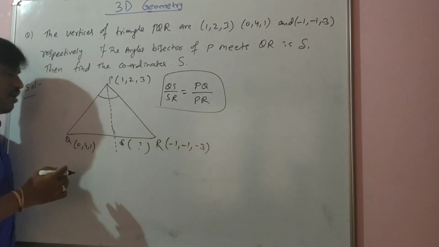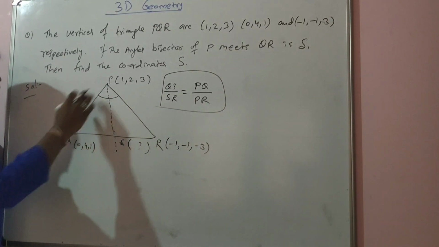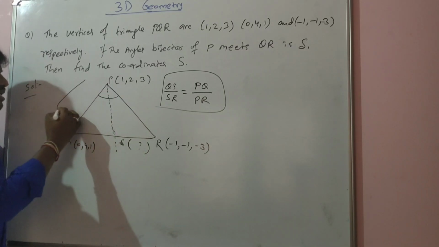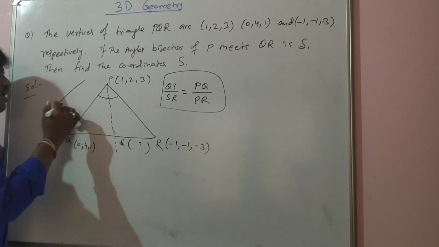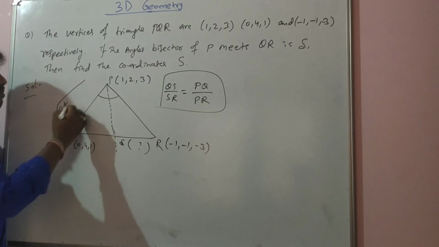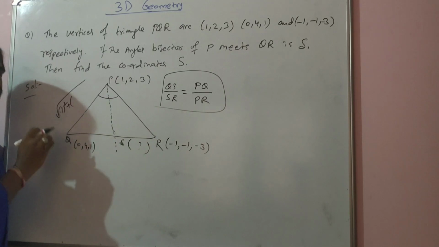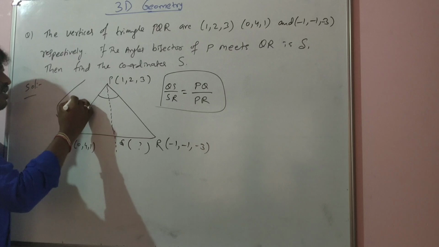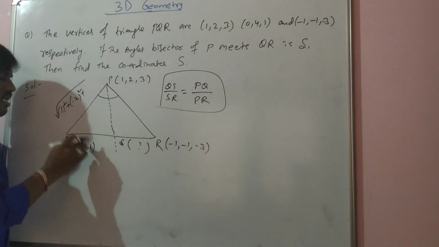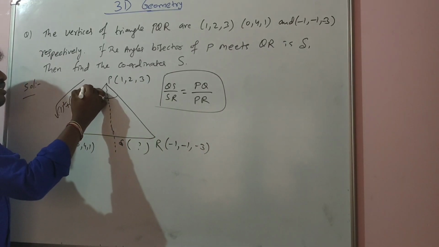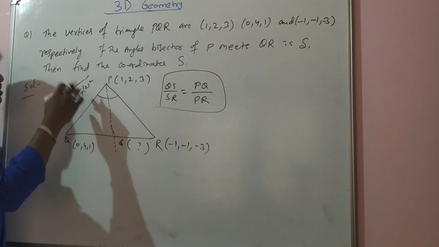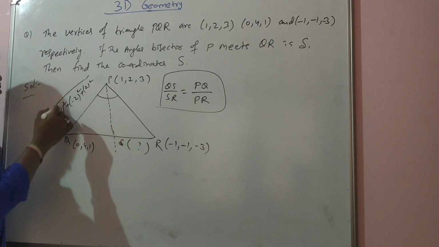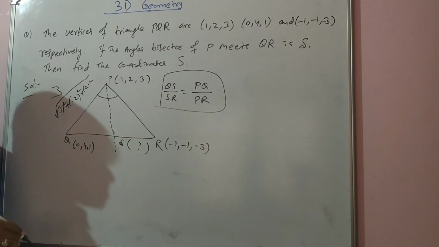Okay, let's do it now. We just find the length of PQ. What is the length of PQ? Square root of (1 minus 0) whole square, that is 1 square, plus (2 minus 4) whole square, that is (-2) square, that is 4, plus (3 minus 1) whole square, that is 2 square, that is 4. So the total will be 1 plus 4 plus 4, 9. Square root of 9 is 3. The answer is 3.